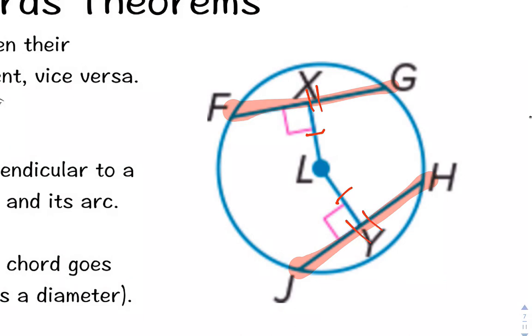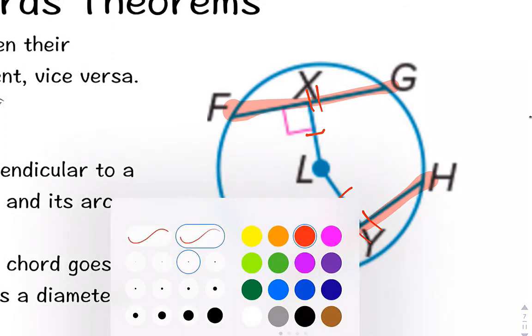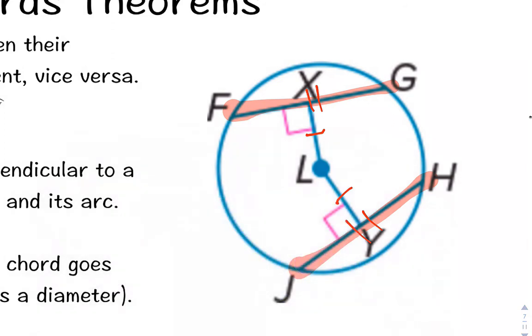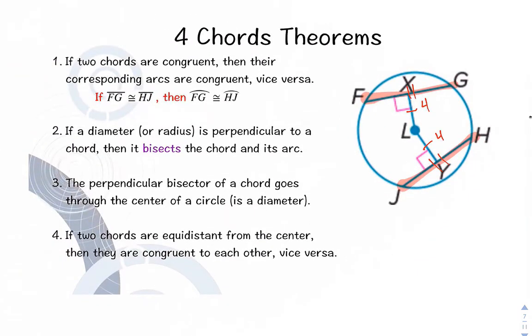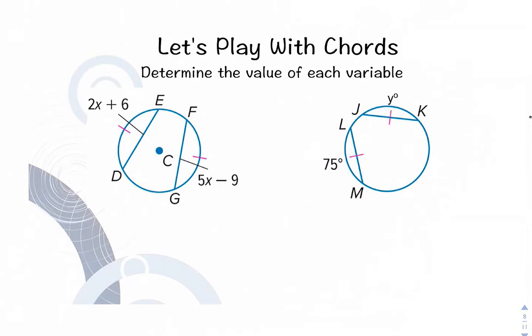And again, it works both ways. So if I know FG and JH are congruent chords, then I know those distances are equal. If this distance LX is 4, then I know LY is also 4. So just some chord theorems dealing with lengths of our segments here. Let's go ahead and apply those.